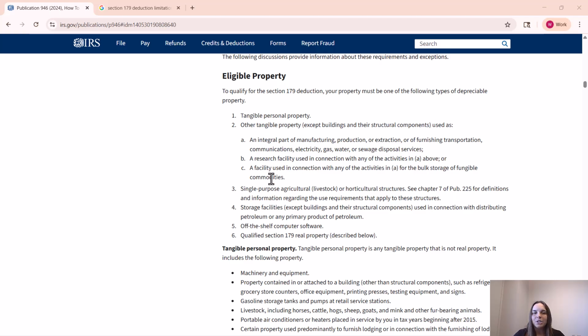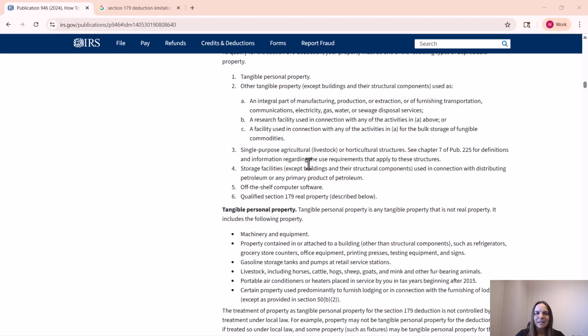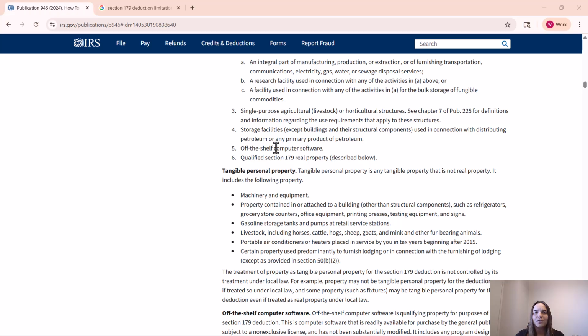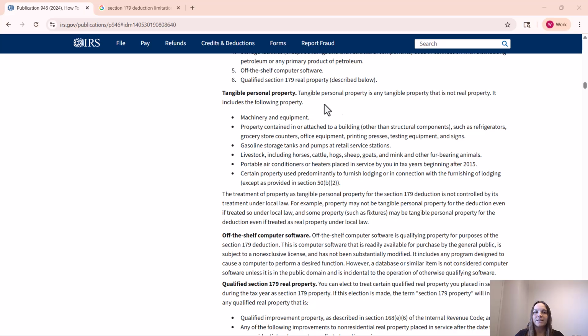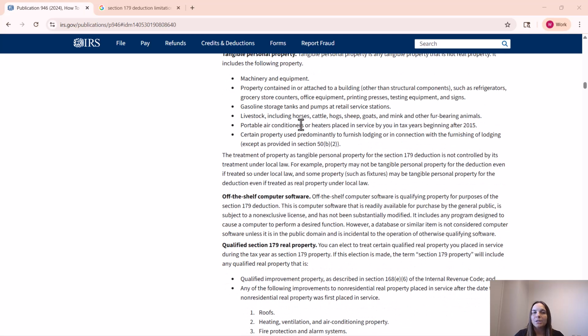I'll let you read through this because a lot of this isn't going to apply. I want to point out single purpose agricultural and horticultural structures, and then off the shelf computer software. I'll explain what off the shelf computer software is in a minute. There are certain qualified Section 179 real property items, which I'll show you here. Tangible property: this is going to give you some information and some examples. Notice portable air conditioners or heaters and certain property used predominantly to furnish lodging or in connection with the furnishing of lodging.